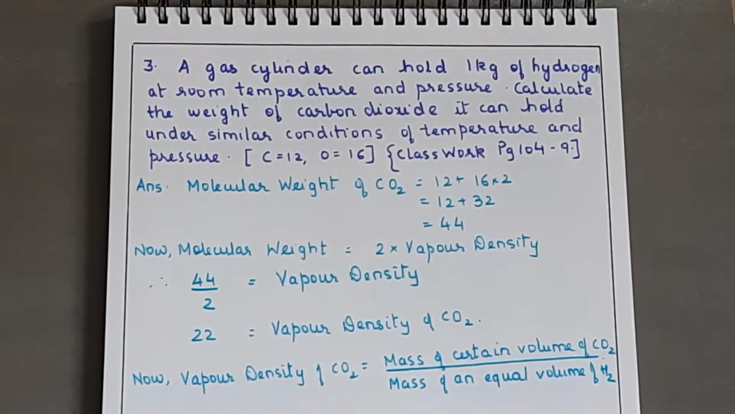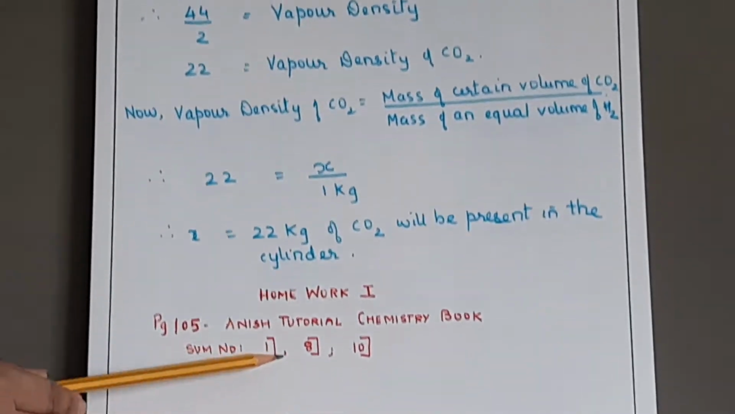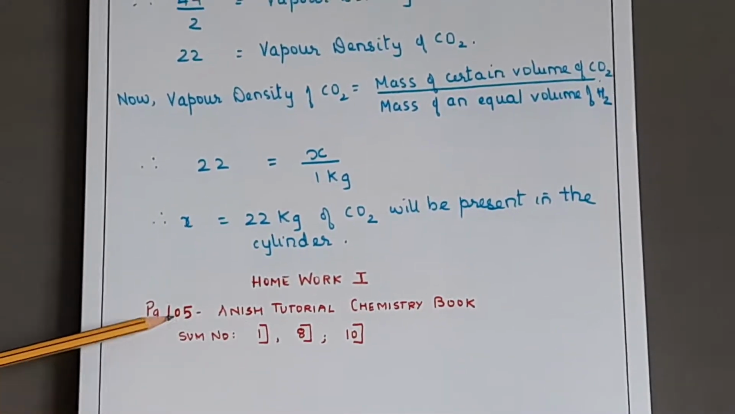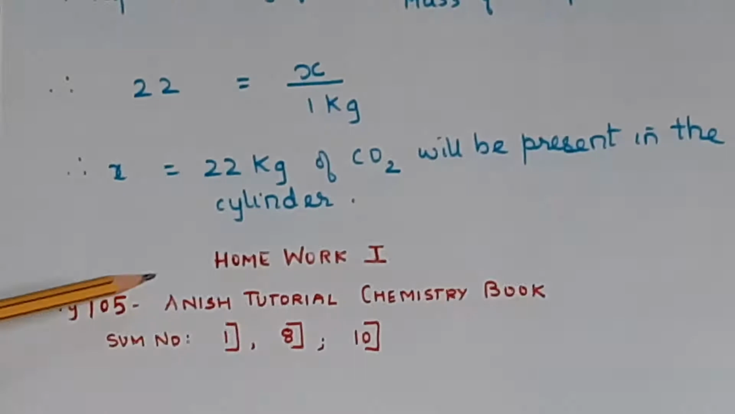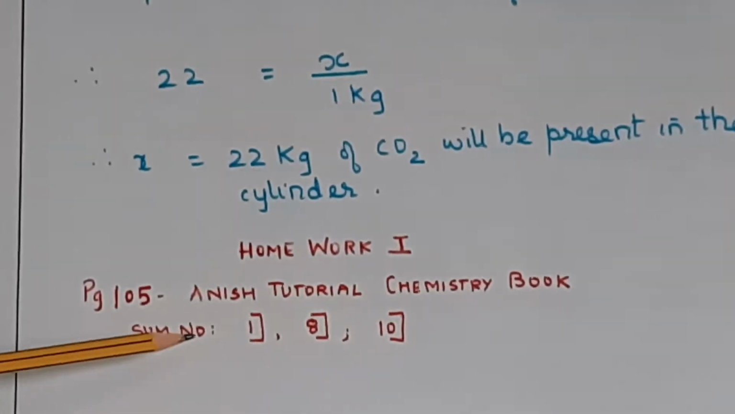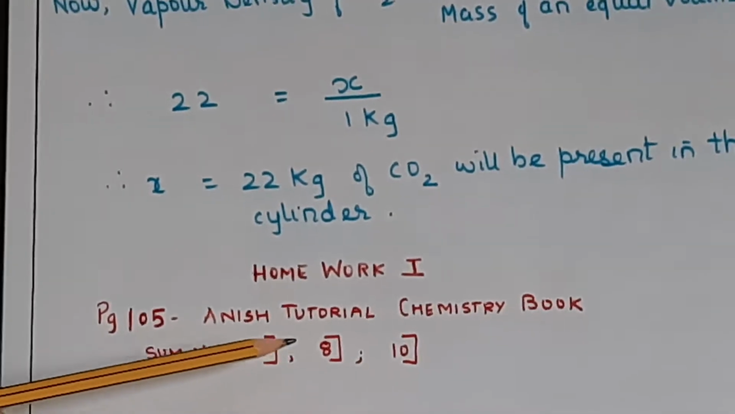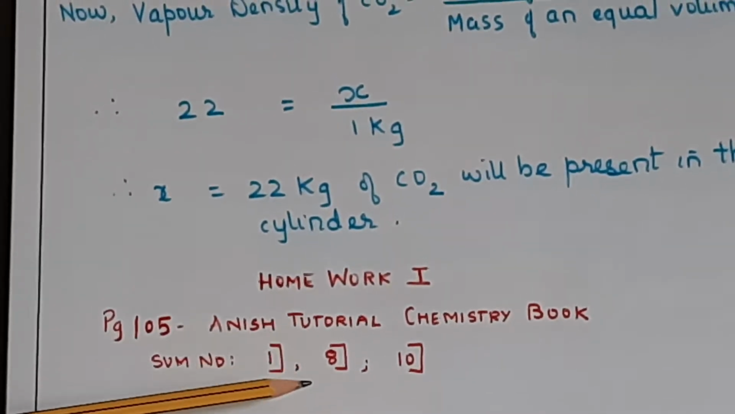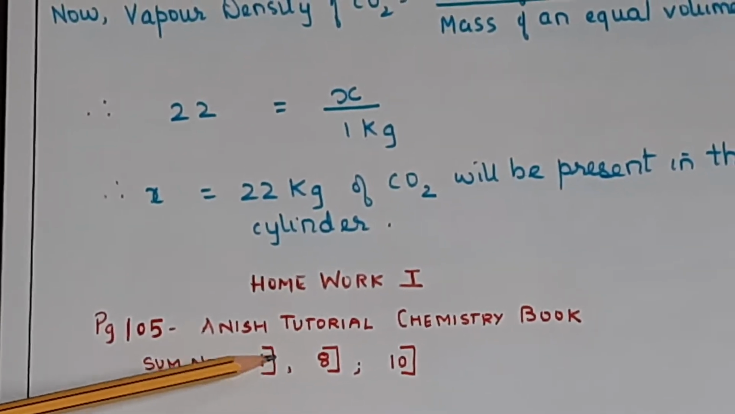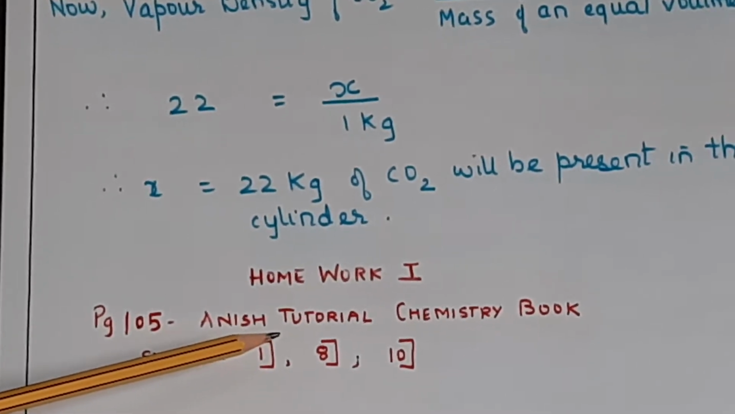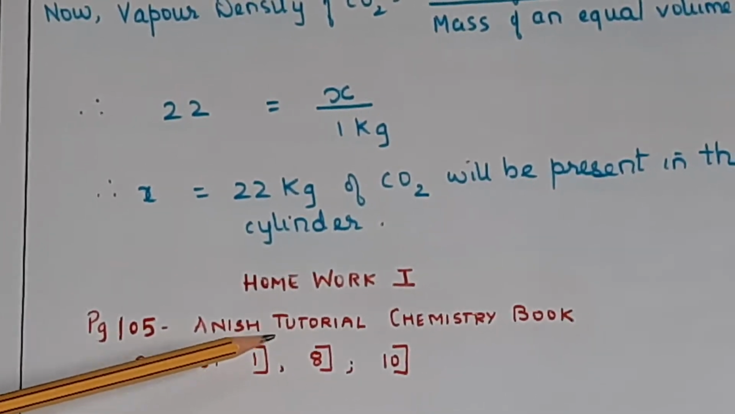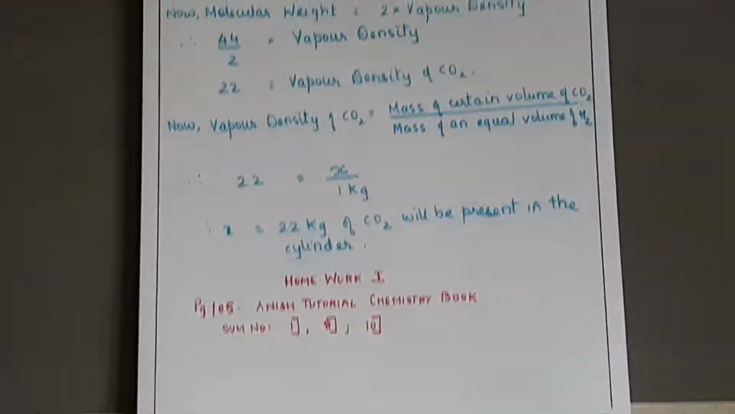Now these are the three sums which I have given for homework. You just note down, they are on page 105 of the Anish tutorial chemistry book. Sum number 1, 8 and 10. Only these are there in the syllabus, the rest you don't have to do. And the solutions to this we will be discussing in the Zoom session when we meet. So now just note down if you have missed anything.